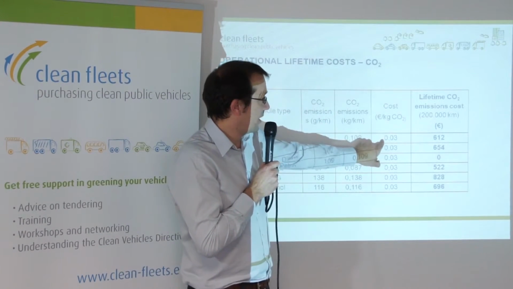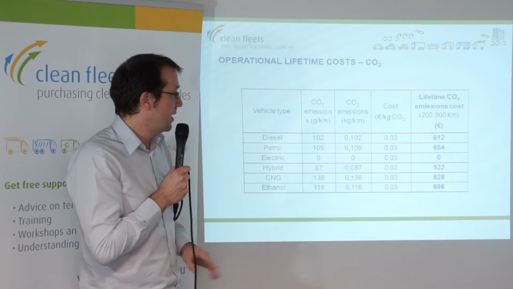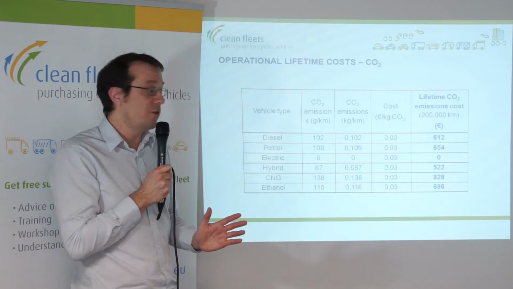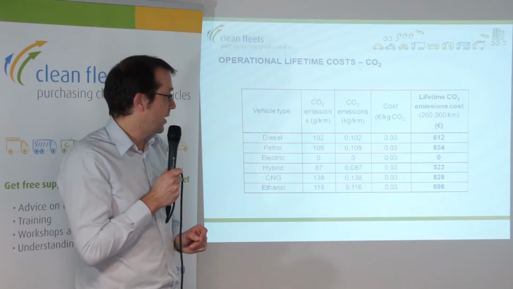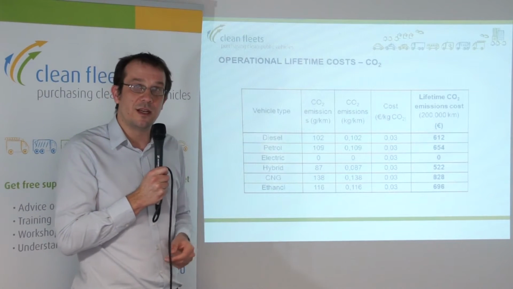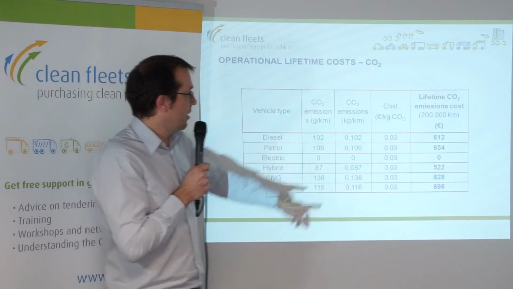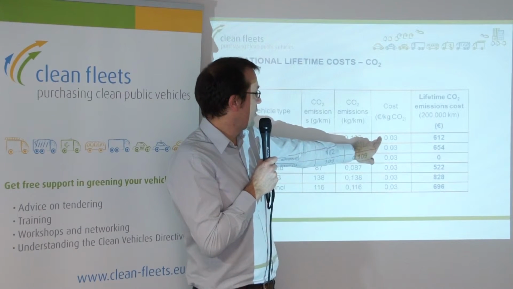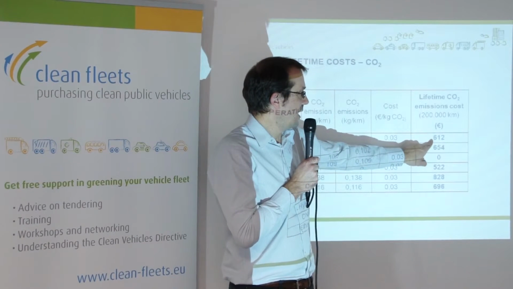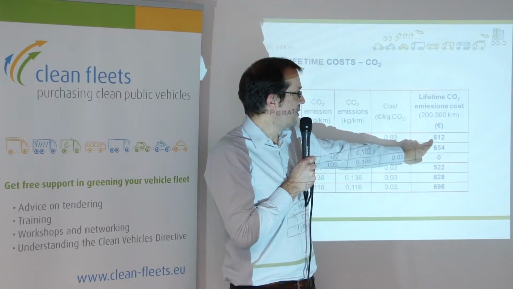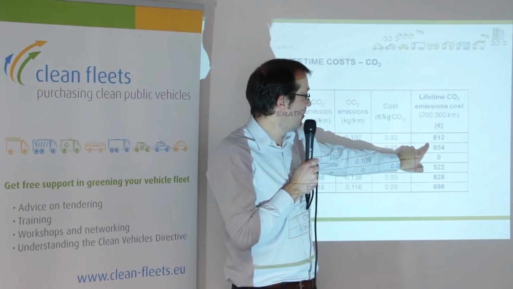The cost of a kilogram of CO2 is again something that is defined by the Clean Vehicles Directive. There's actually a range of different costs that you can use here. I think it's between 0.03 and 0.08. The directive will provide that, and it's also included within the Clean Fleets website, guidance and tool. Okay, once you have the cost of a kilogram of CO2 and you know what your emissions of CO2 are, you can multiply these together, and this will give you the specific CO2 emissions for the vehicle. You have to multiply this by 200,000 kilometres again.